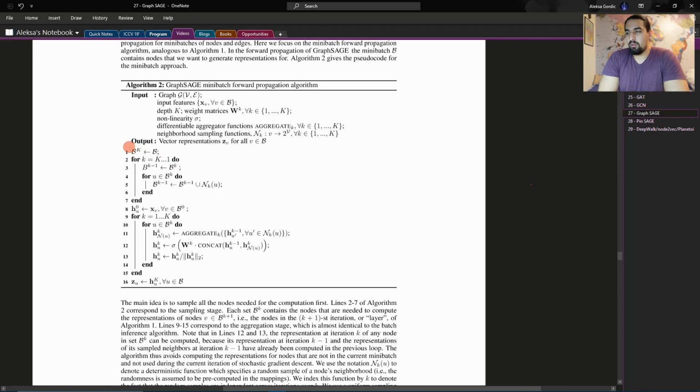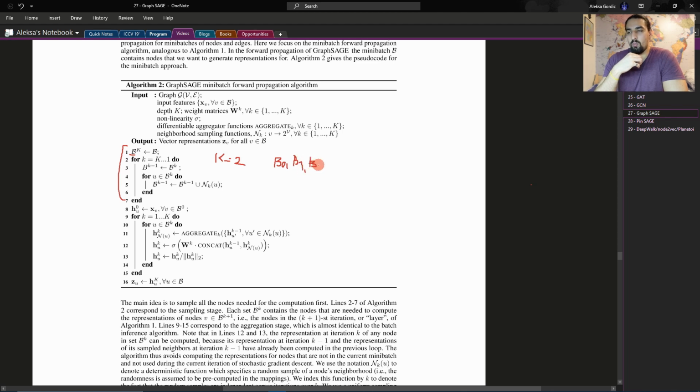Basically, the only difference is this. We won't be iterating over every single node in the graph, because the graph can be really huge, like maybe a couple of billion nodes. So they calculate these B sets. If we assume we have 2 layers in GraphSage, that means they'll be calculating set B0, set B1, and set B2.